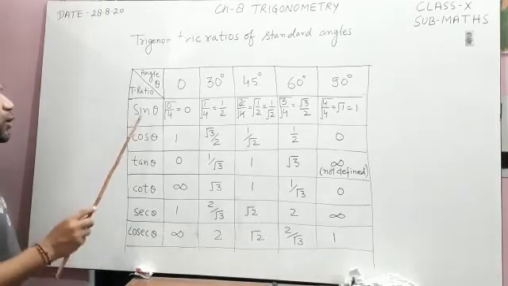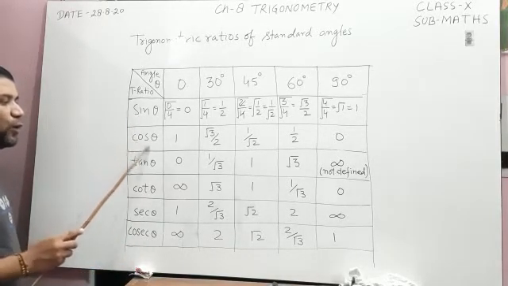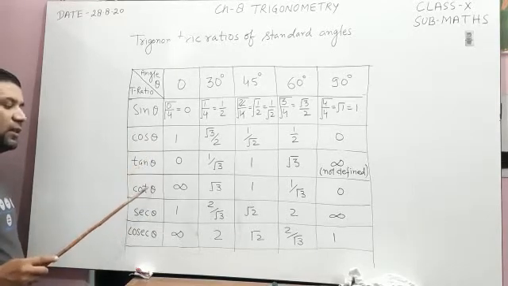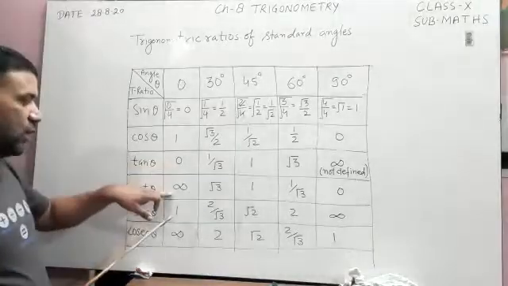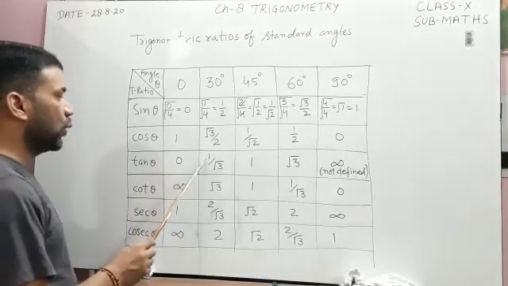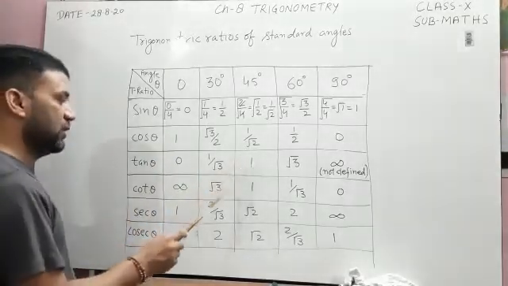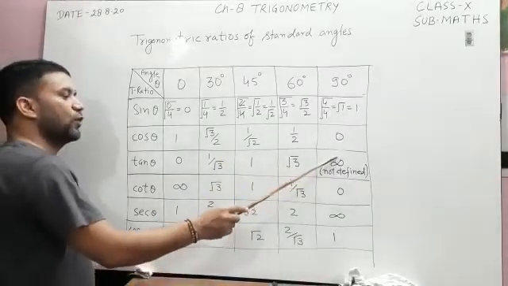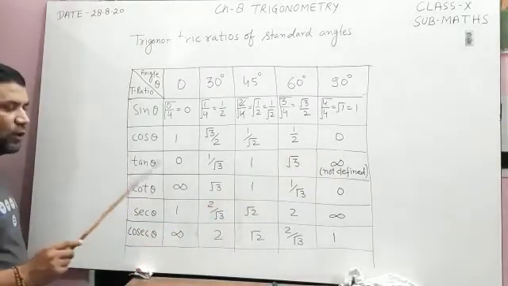So by the reciprocal of sin theta, you can find the value of cosec theta. By the reciprocal of cos theta, find the value of sec theta, and by the reciprocal of tan theta, find the value of cot theta. So the reciprocal of 0 is not defined. So value of cot 0 is not defined. Reciprocal of 1 upon root 3 is root 3 upon 1, that is root 3. Reciprocal of 1 is 1. Reciprocal of root 3 is 1 upon root 3. And reciprocal of not defined is 0. So by reciprocal of tan theta, we get the value of cot theta.